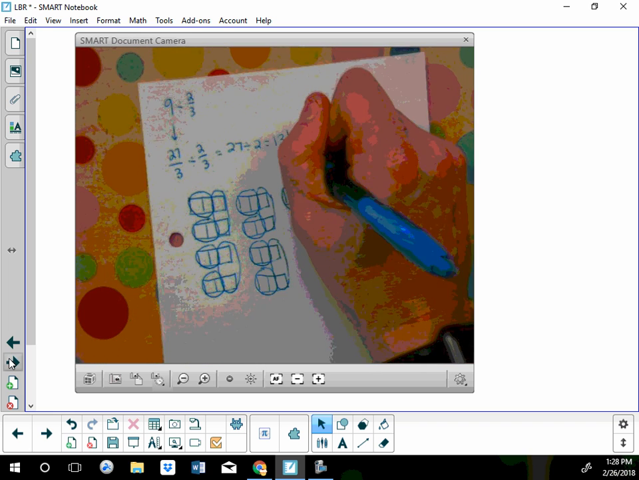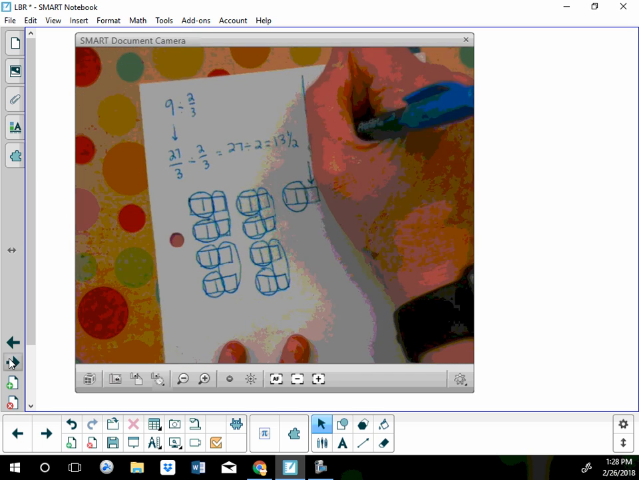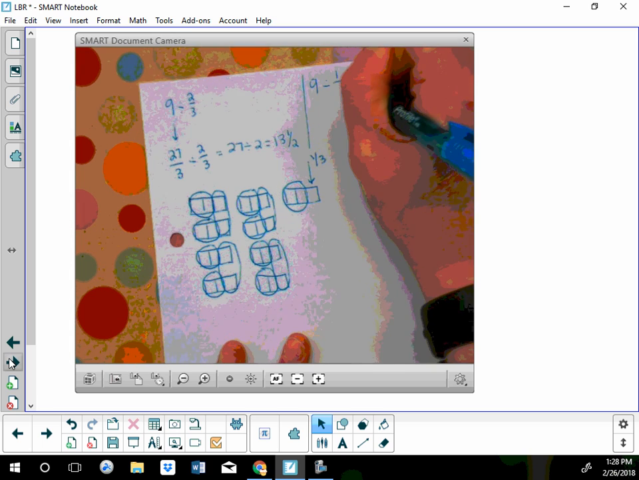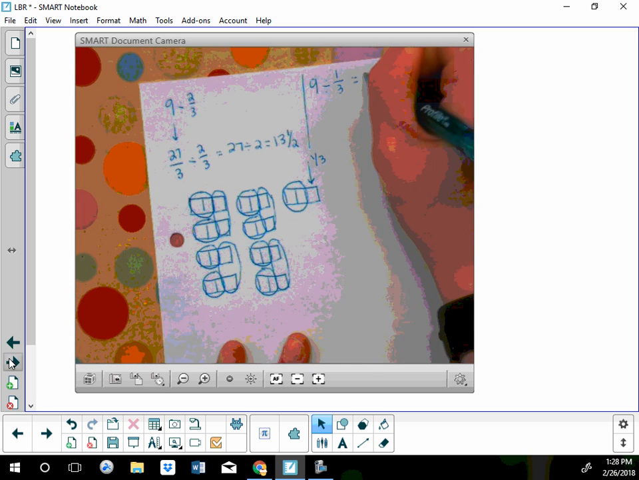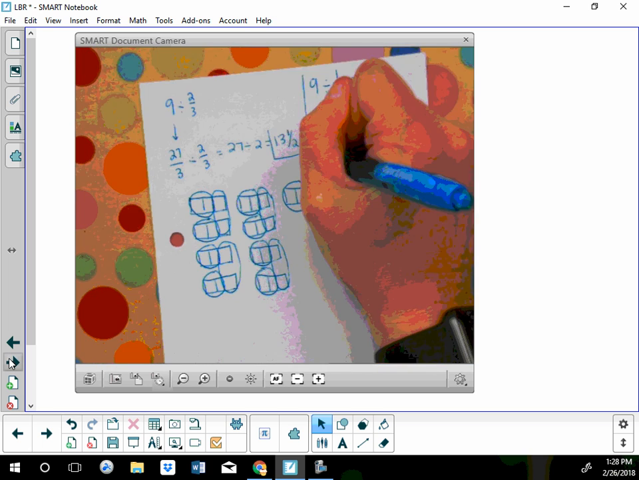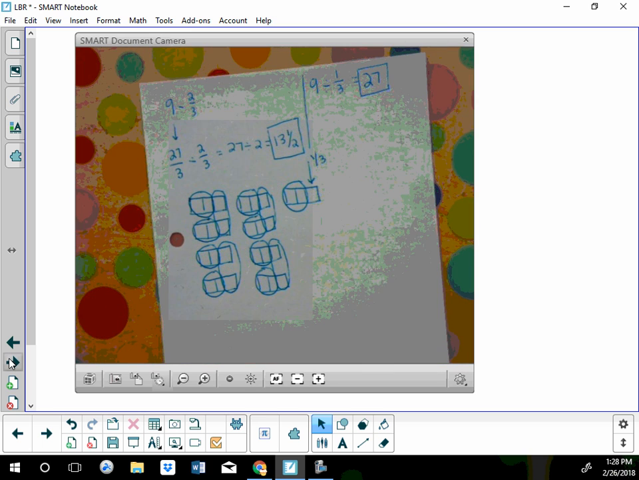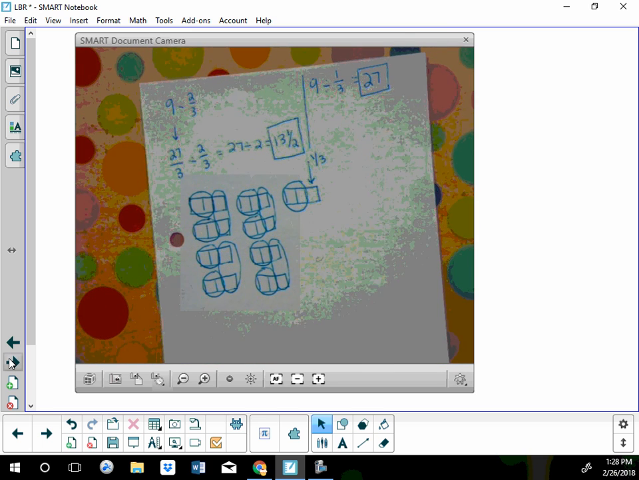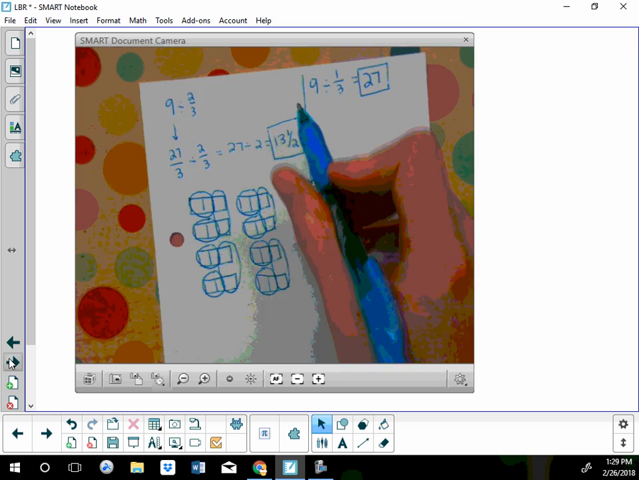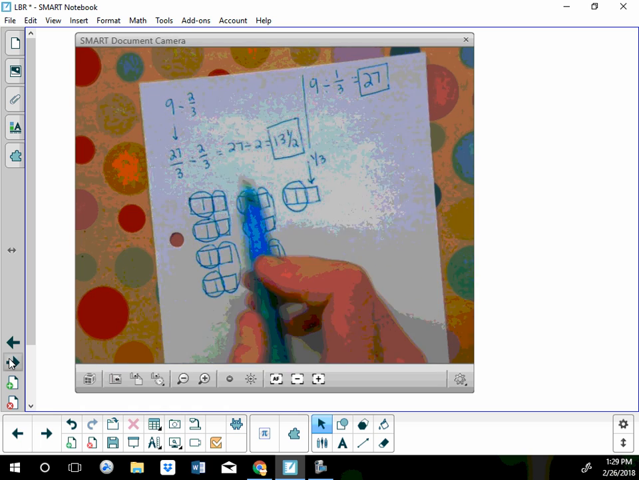Now I want to show you guys something. I want to connect this a little bit more to what we saw earlier. We knew that 9 divided by 1/3 was 27. Crew, what connection do you see between 13 and a half and 27? If you multiply 13 and a half by 2, you get 27. Yeah, it's half of 27. How come that works? Because 2/3 is double what 1/3 is.